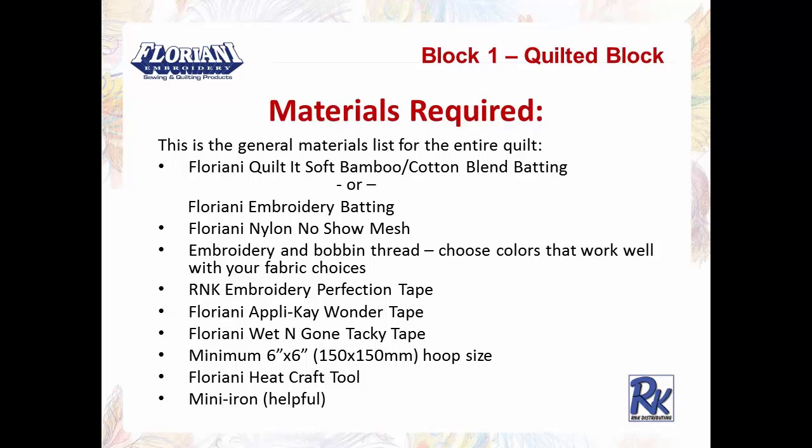You want to choose colors that work well with your fabric choices. Some R&K embroidery perfection tape, also known as the pink tape. You're going to need some Floriani applique wonder tape, Floriani wet and gone tacky tape, a minimum 6-inch by 6-inch or 150 millimeter hoop size, a Floriani heat craft tool, and a mini iron might also be helpful. You can also use the mini iron attachment for the heat craft tool if you have that.